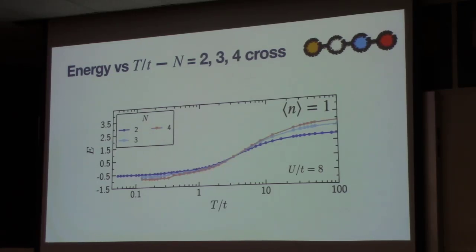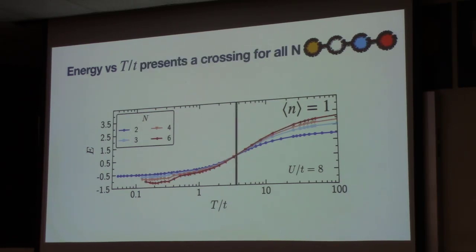SU4, same story. SU6 as well. So all of these curves present a crossing in this very narrow window of temperatures that corresponds to this black line. So we were like, okay, if I have two curves crossing, that's not very hard. But having four of them crossing at the same point, something else must be going on. So how can we understand this in a simple way?